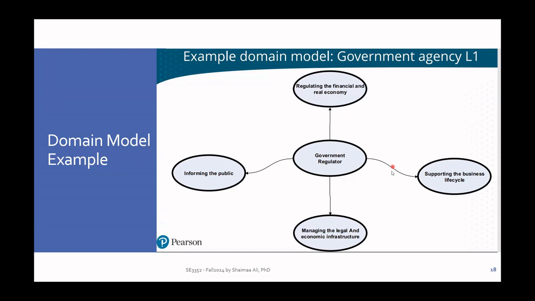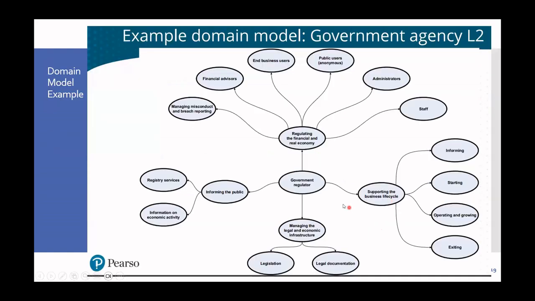Okay. The second level, now the recommendation is to keep the level at 4 or 5 elements each, but it's a recommendation, right? So here we follow the recommendation. We have 4, but it can be less, it can be more.